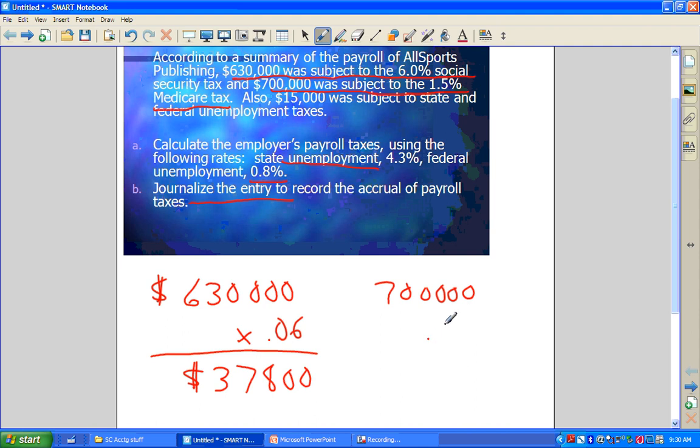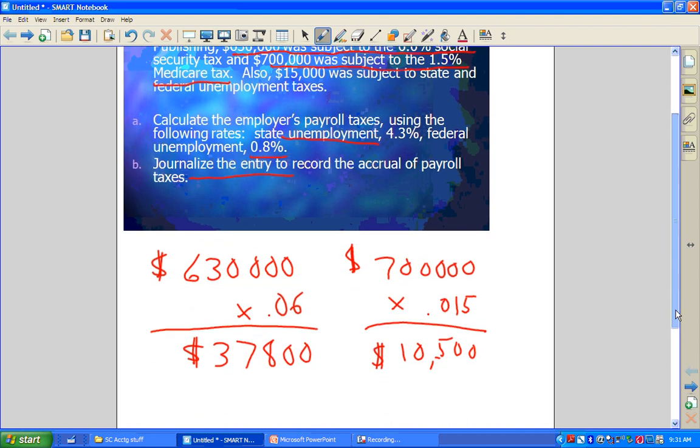1.5%. Now be careful, if you move the decimal 3 places, you get 0.015. Okay, so that's 6%. This is 1.5% over here. Multiply these out, and this one I get 10,500 if my math is correct. Okay. Please message me if you do see an error with the math, but I don't think there is one there. Okay, so we figured those two out.